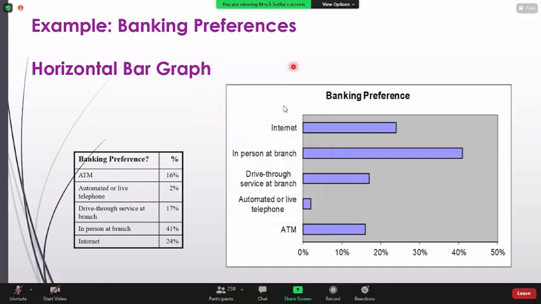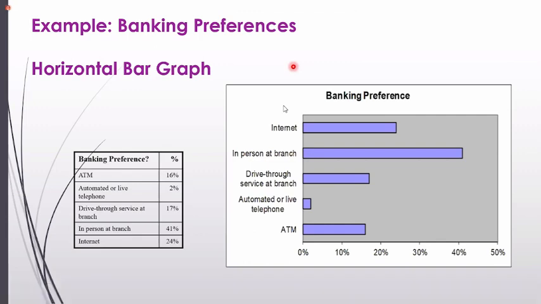Now I am taking a simple example. Gender, right? So what is the measurement for gender? Nominal. Male or female. Measurements for gender are male or female. Similarly, what are the measurements for the banking preference? 16%. Still, I explained that. What is 16? 16% of the customers preferred the ATM method.